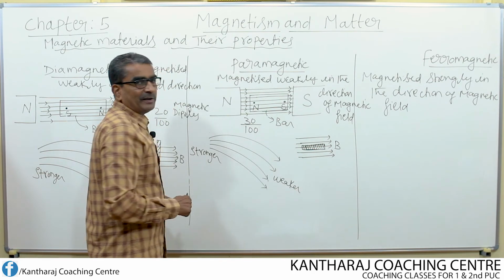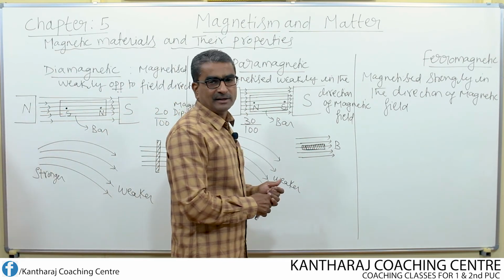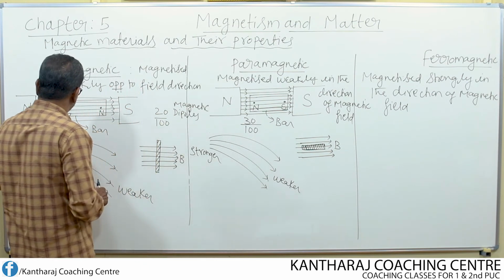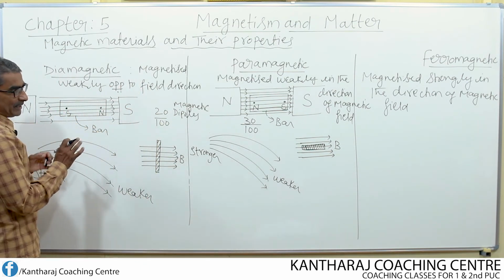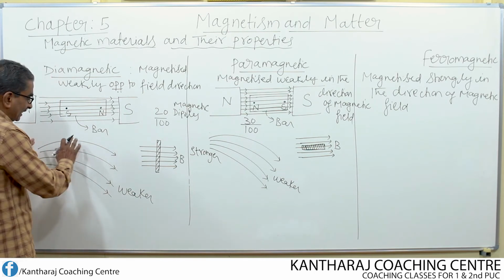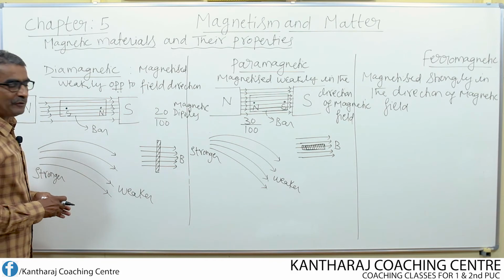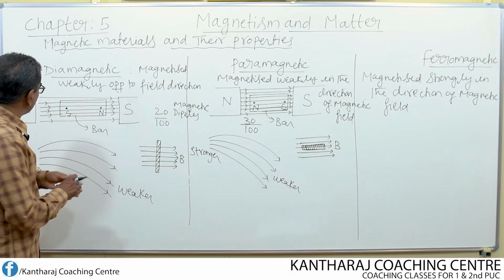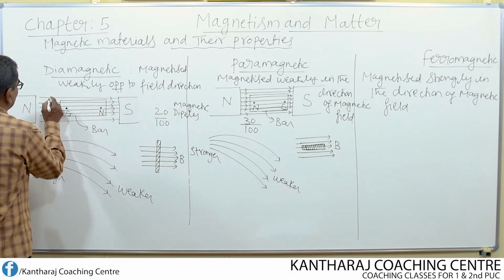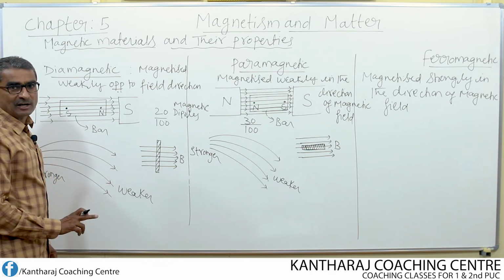There is one more way of defining these diamagnetic, paramagnetic and ferromagnetic materials. What are those? Suppose you keep a magnetic material in what? In a non-uniform field. Look here, this is a non-uniform field. How do you say it is a non-uniform field? Because uniform fields are represented by means of parallel magnetic lines of force like this. Okay, non-uniform magnetic field lines are not parallel.